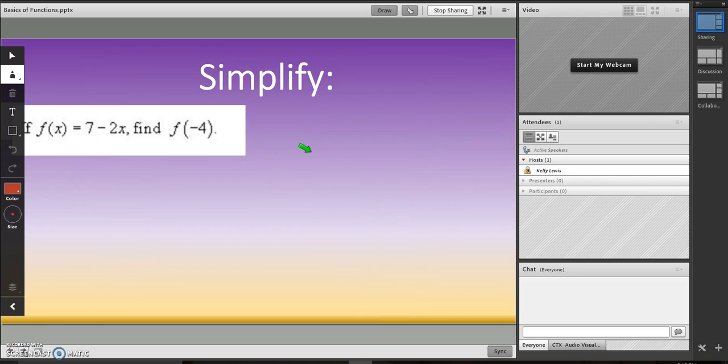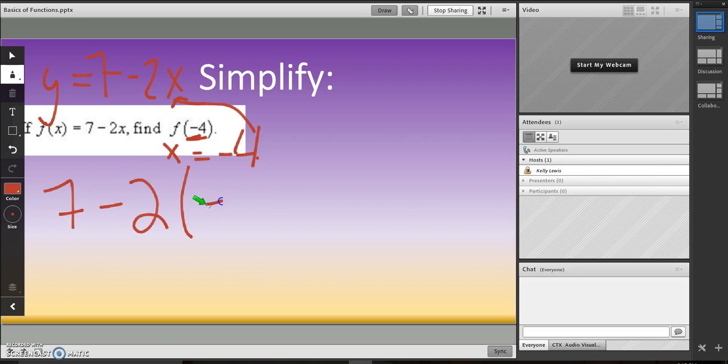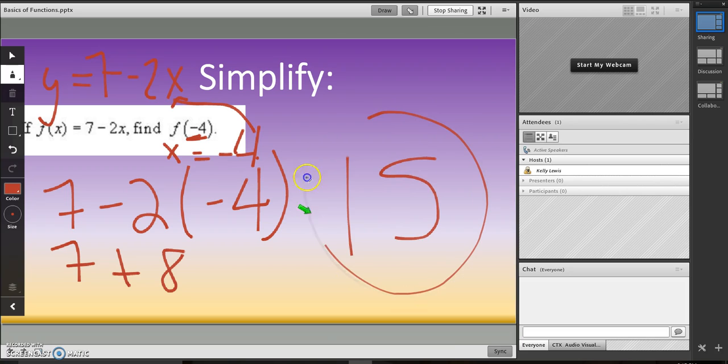All right, let's do some substitution. If I have this function, remember this is the same as y equals 7 minus 2x, okay? This means we're going to take x equals -4, and I'm going to substitute -4 where x is. So I'm going to do 7 minus 2 times -4. So I get 7, and then -2 times -4 is a positive 8, and 7 plus 8 is 15.